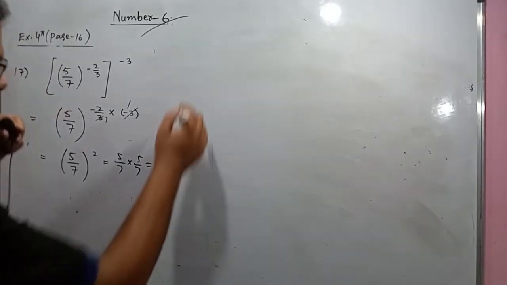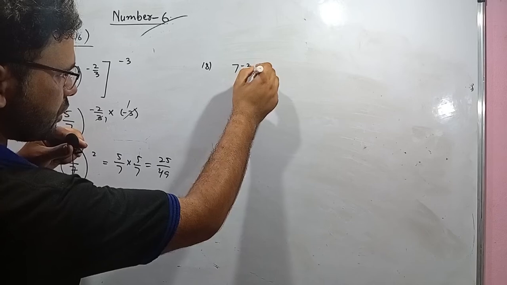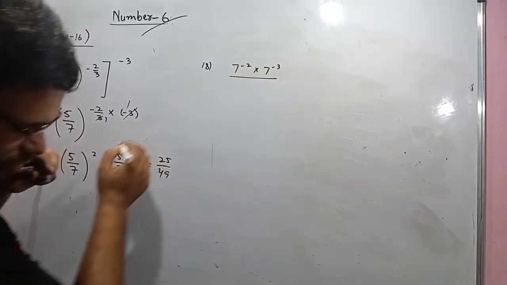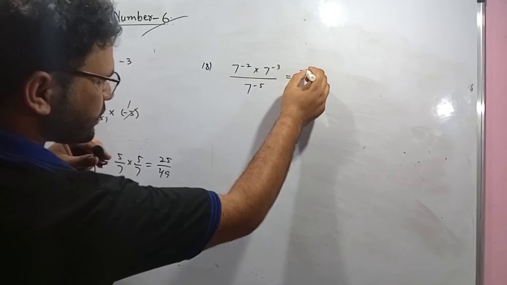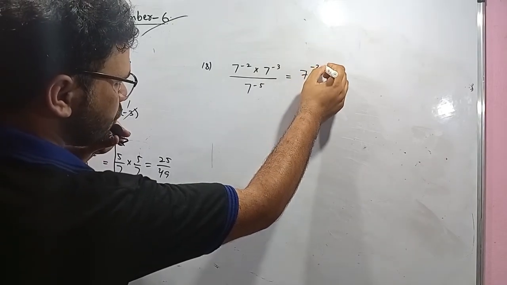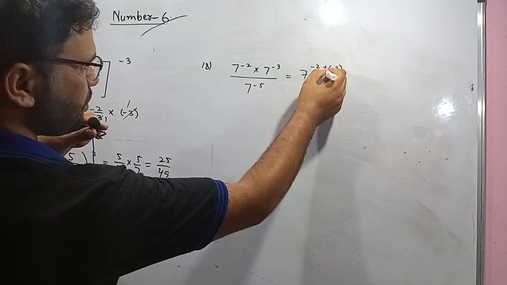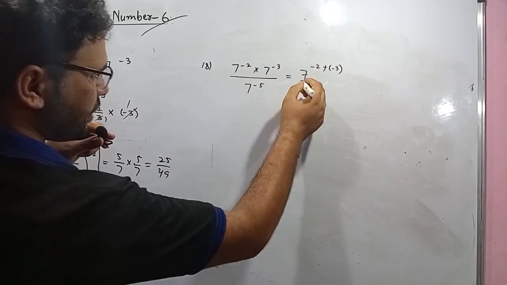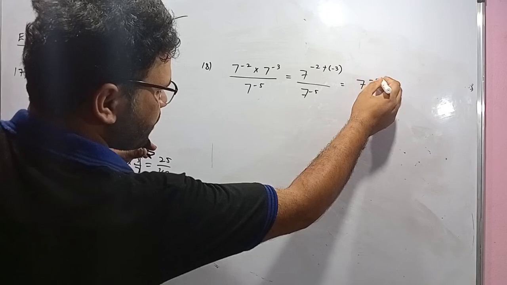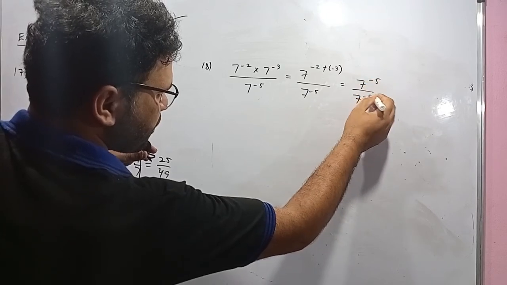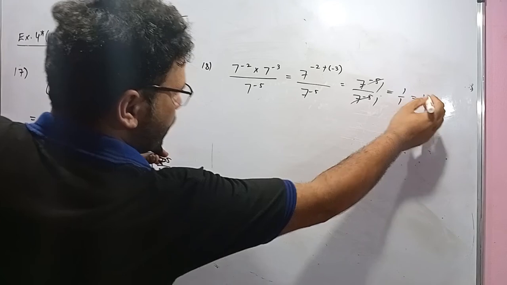Now next you can see the 18th one, it's also very easy. 7 to the power -2 into 7 to the power -3 divided by 7 to the power -5. You can see 7 to the power -2 minus minus 3. No, we should do the plus here, because it's multiplication, divided by 7 power -5. You can see we will get 7 power -5 over 7 power -5. We will get here 1 by 1, which is equal to 1.